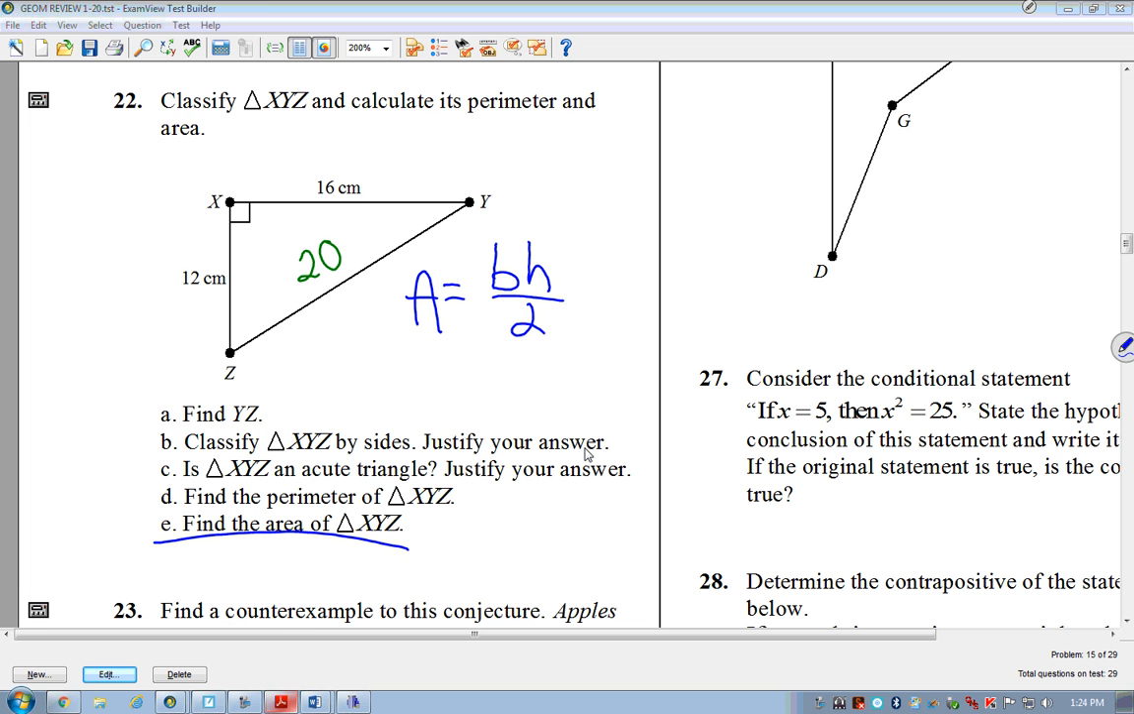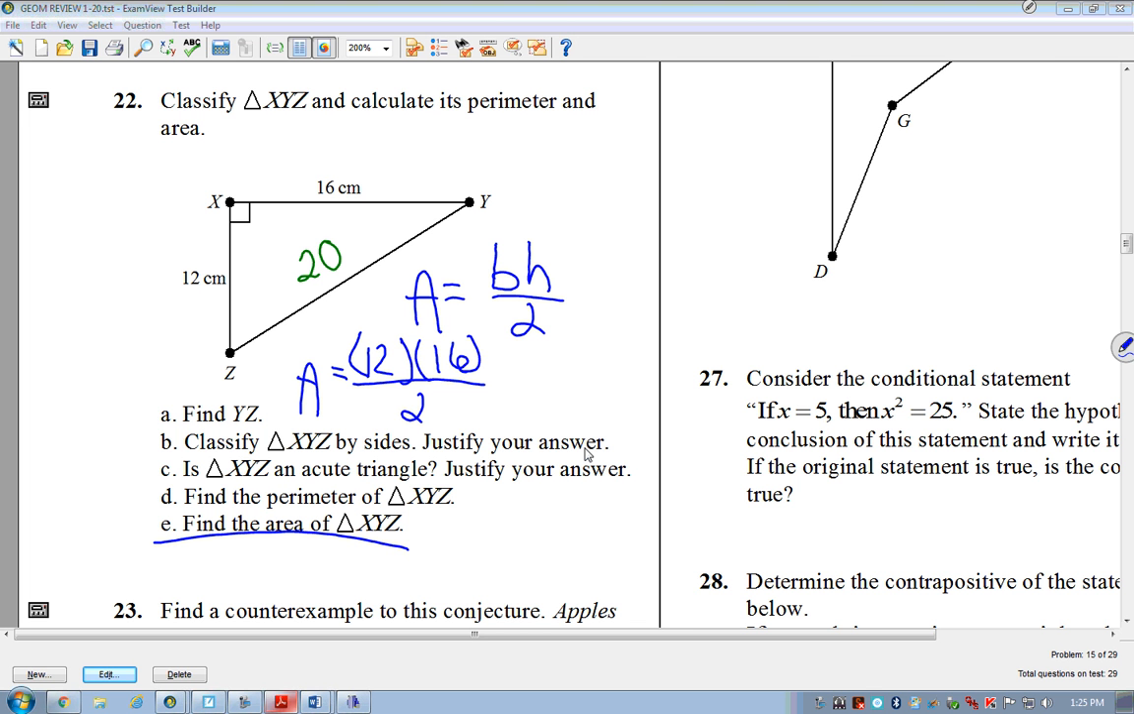All right. Ronnie, can you give me a number that might represent the base of this triangle? Okay, so we can use 12 as a base. That's fine. What would be the height of the triangle? What would you use for that? 16. 12 times 16 divided by 2, right?